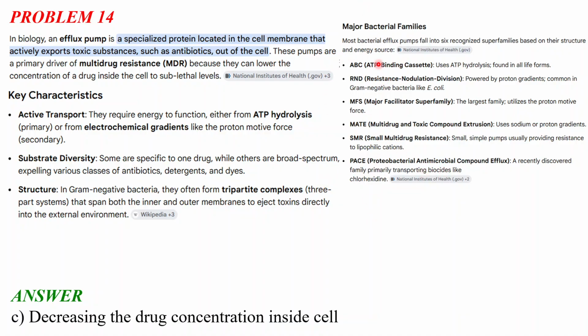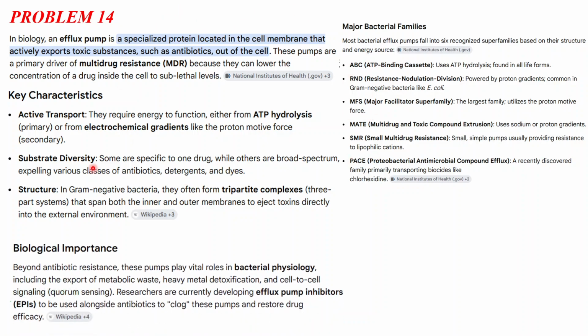So all these things you do not need to memorize, you just have to understand what the efflux pump is. I have just given it for your understanding or for your knowledge. I have mentioned these things. Okay, so what is the biological importance of efflux pump?